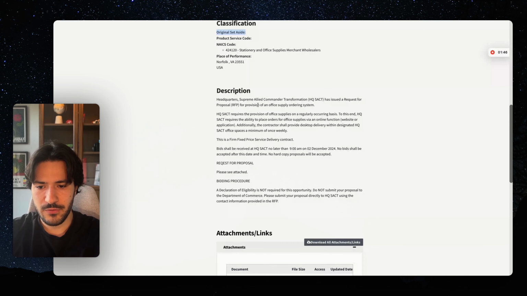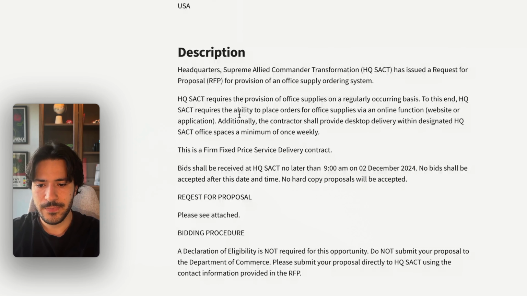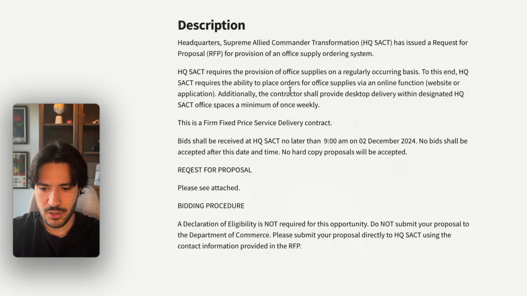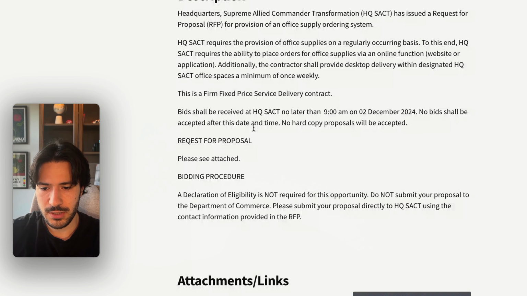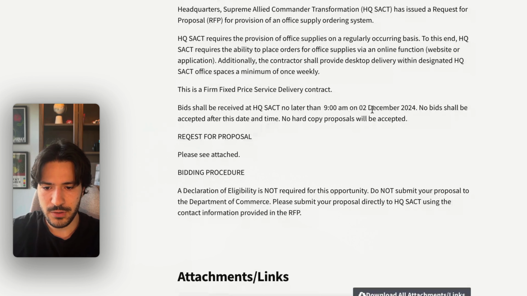So it seems that they want provision of an office supply ordering system on a recurring basis, and they want to have the ability to place orders online through a website or an application. And the contractor shall provide desktop delivery to designated HQ SACT office spaces a minimum of once weekly. So I have to deliver once weekly. It's a firm fixed price. That means that once we agree on a price, it's set in place. We can't increase it after we get the contract. And we should submit the bid before December 2nd.